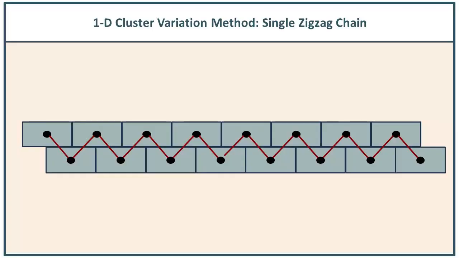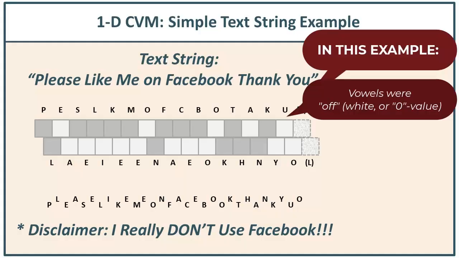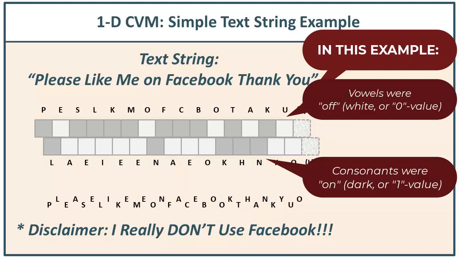And so I had this example, and the example was a one-dimensional illustration with a zigzag chain, a single zigzag chain, and it involved a text string. And I was assigning the consonants to be, they may have been off and the vowels on, or vice versa. I truly forget which was the case back in that example. So assigning them according to a simple little sentence, which was, please like me on Facebook, thank you.